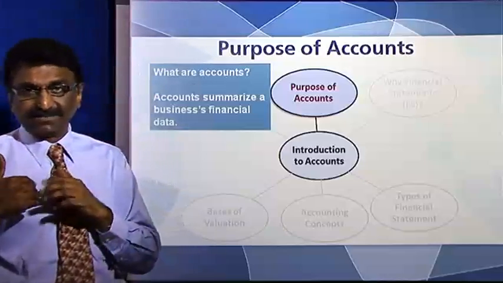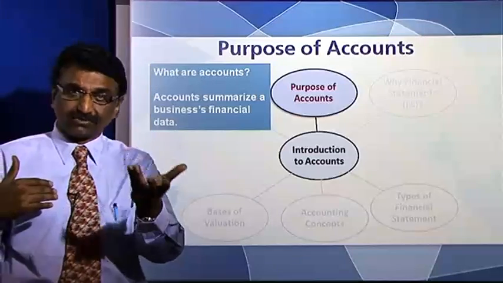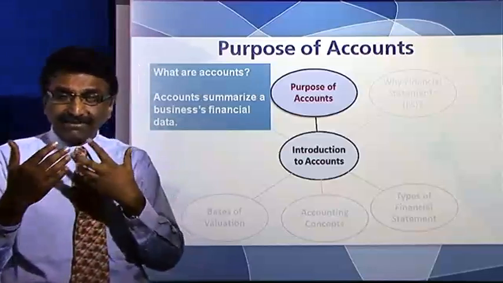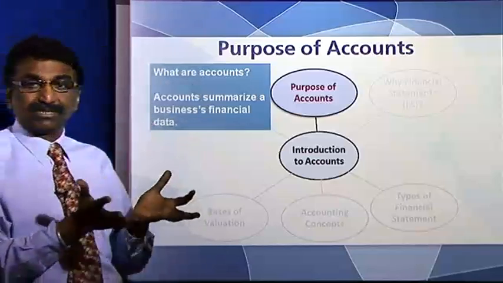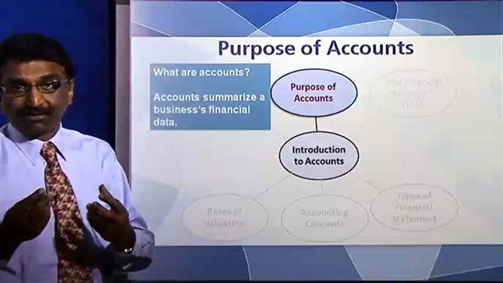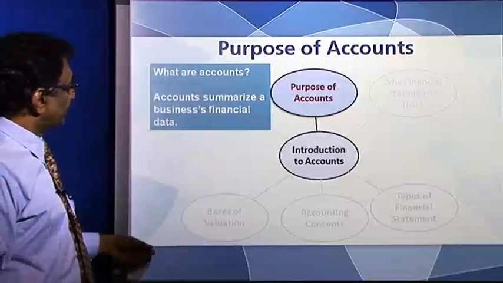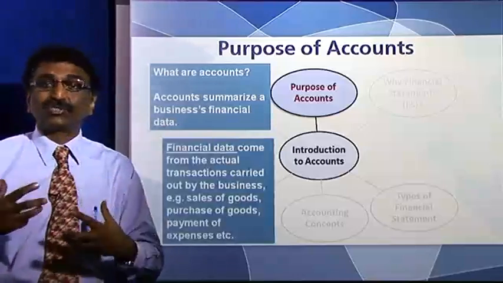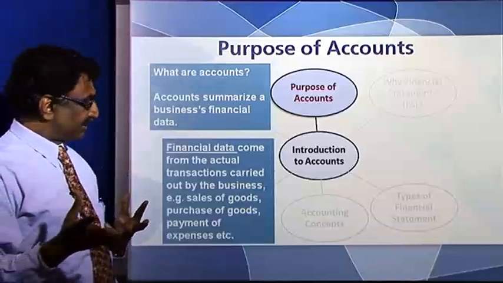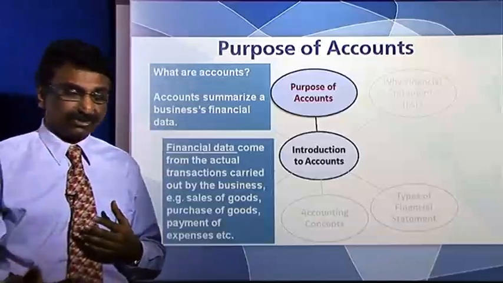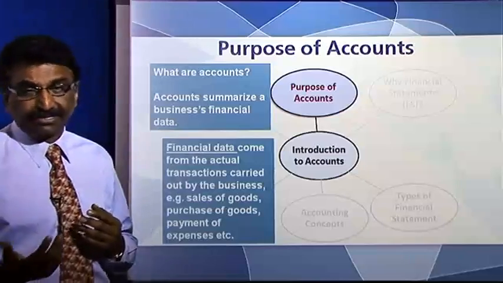As I said before, money is flowing in and out of a business. Money flows in when sales happen, money flows out when you purchase some goods. When those transactions happen, we need all this data put together in a form that makes sense for us to understand the financial position from time to time. So what is this financial data? As I mentioned, financial data comes from the actual transactions, or what are otherwise called economic events, that happen in a business. These transactions can be sales of goods, purchase of goods, payment of expenses, payment of your loan, payment of interest, and so on.